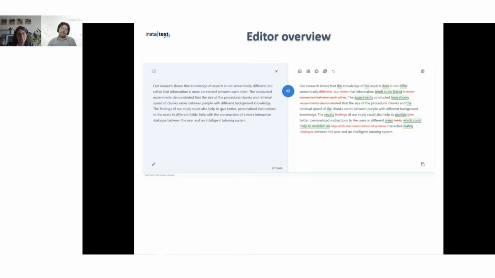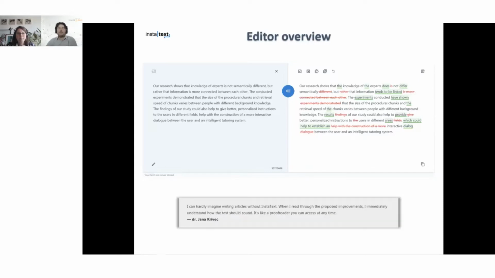But the point is, this is not like tools like Grammarly, for example, where you click on a particular word and make decisions about what to accept without knowing what follows in the second part of the sentence or the paragraph. No, here you have all the text in front of you, so you can really maximize readability and choose what to accept and what to reject in order to make it as good as possible. As this professor suggests, when I read through the proposed improvements, I immediately understand how the text should sound. It's like a proofreader you can access at any time.